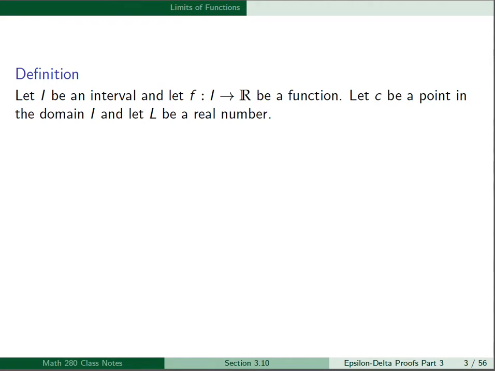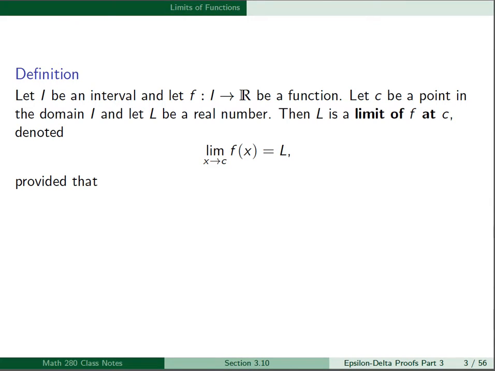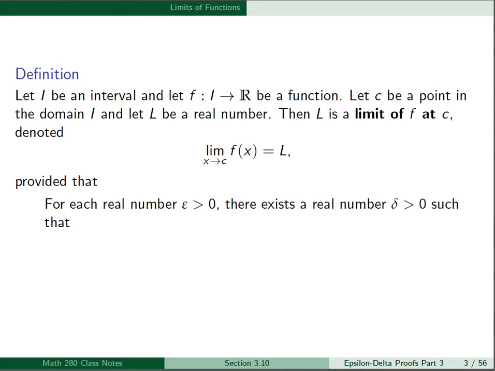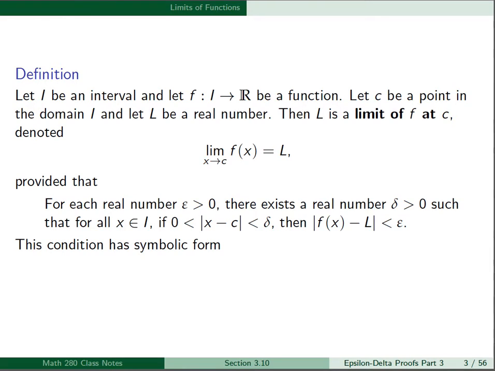So here's the definition. Let I be an interval, and let f from I to R be a function. Let c be a point in the domain I, and let L be a real number. Then L is a limit of f at c, denoted by the usual notation, the limit as x approaches c of f of x equals L, provided that, for each real number epsilon greater than 0, there exists a real number delta greater than 0 such that, for all x in I, if 0 is less than the absolute value of x minus c is less than delta, then the absolute value of f of x minus L is less than epsilon.